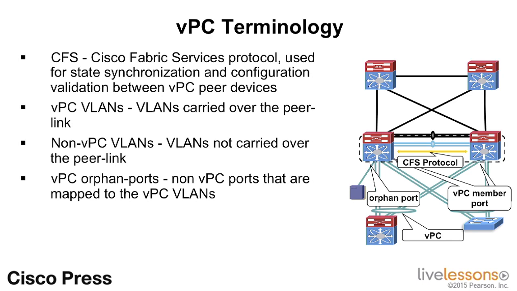And last but certainly not least, we have this idea of what's called a VPC orphan port. This is a non-VPC port that is mapped to the VPC VLAN. So for example, if I had VLAN 100 running across my VPC peer link and I had a device here plugged into just one switch and that port was in VLAN 100, this would be an orphan port, and this ultimately would be an orphan device. And we'll get into more of what that means as we continue with the session.